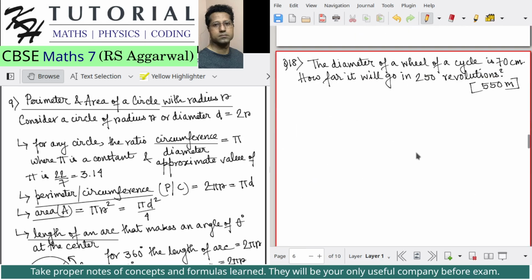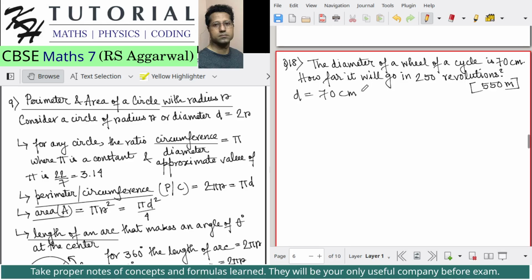Question number 18. The diameter of a wheel of a cycle is 70 centimeter. How far it will go in 250 revolutions? So it is basically the same problem. This time it is the wheel of a cycle. Okay. So the diameter is given. So D is given to be 70 centimeter.